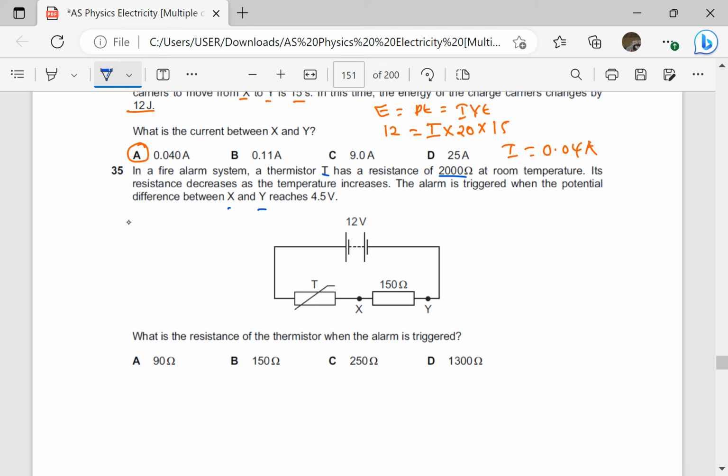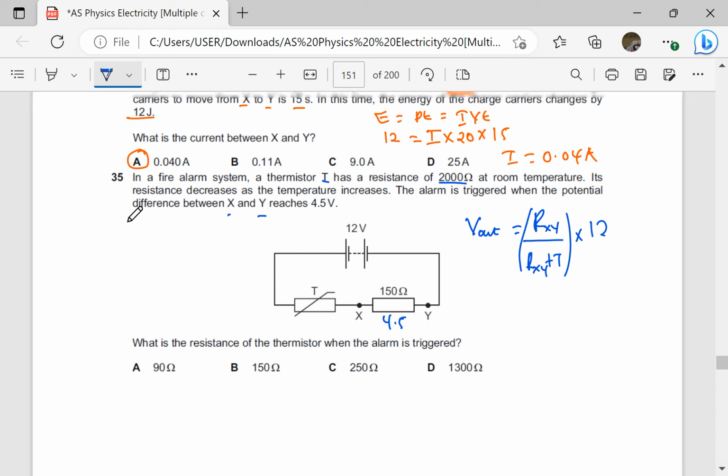So I will say the resistance of the thermistor is T. The PD across 150 ohms is 4.5. So we know, using the potential divider formula, V out is equal to the resistance across XY, divided by resistance XY plus T, that is the total resistance, then times the voltage supply, which is 12. So V out is 4.5 across XY, which should be equal to 150 divided by 150 plus T, then I will multiply this by 12.